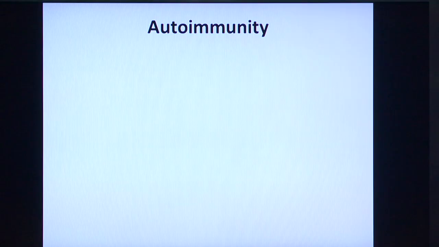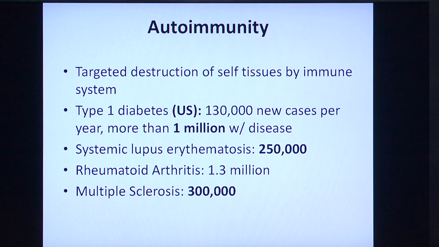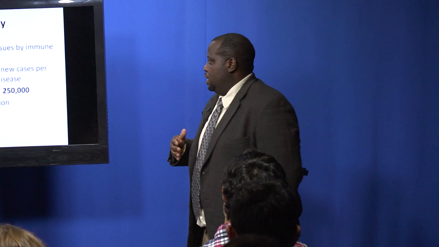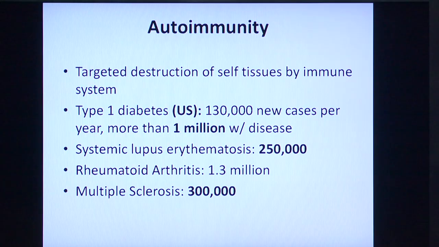But in some cases, the immune system, instead of targeting those things that are pathogenic, begins to target our own self tissues. And here are some examples of autoimmune diseases. So type 1 diabetes is the result of the destruction of the pancreatic islet cells that make insulin. And when it destroys those islet cells that make insulin, we're no longer able to regulate our blood sugar.